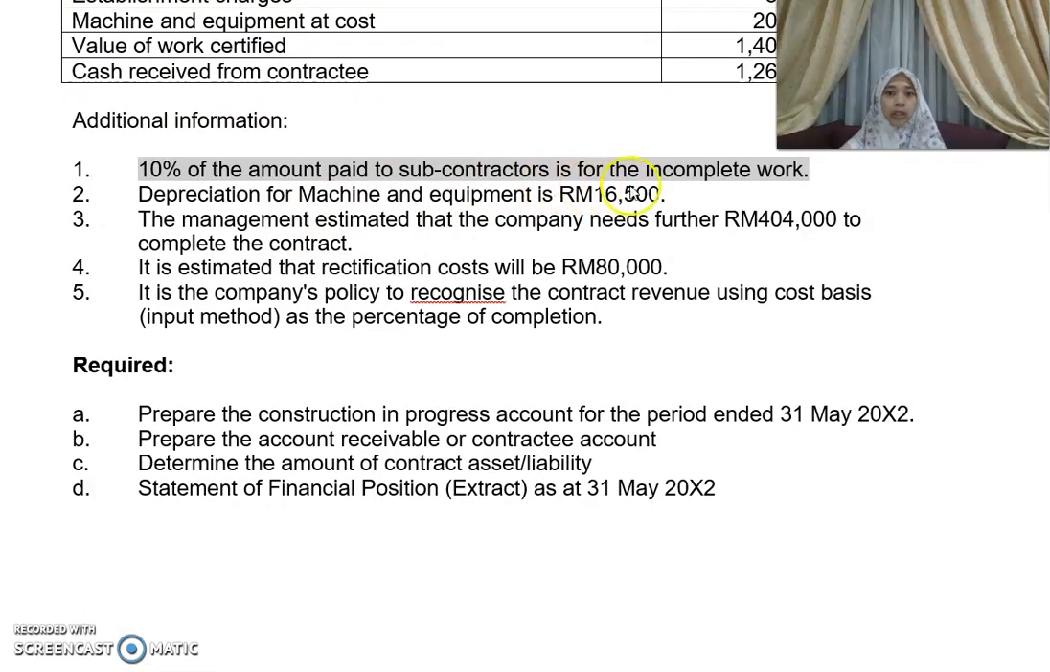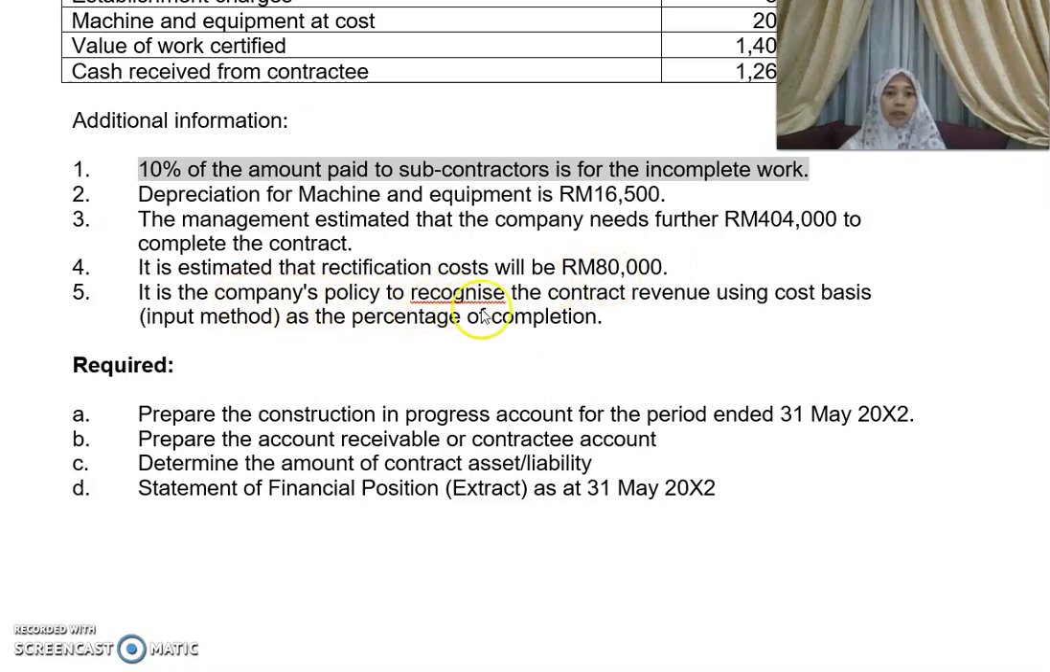10% of the amount paid to subcontractor is for the incomplete work. You are being given the information about the depreciation. The management estimated that the company needs a further 404,000 to complete the contract. This is the estimated future cost. And then it is estimated that the rectification cost will be 80,000. This is an additional cost.